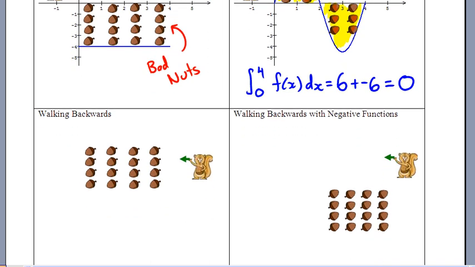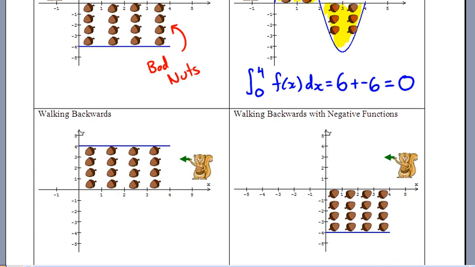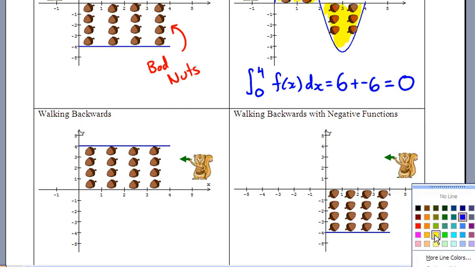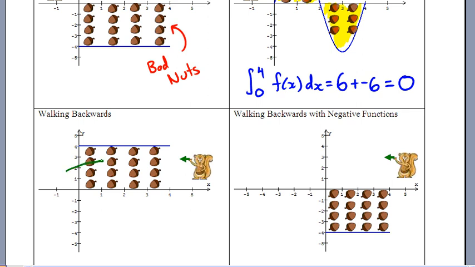Next issue, what if you integrate backwards? So these are perfectly good nuts, right? These are positive nuts, right? They're up above the x-axis. Nothing wrong with these nuts. Okay, they're good nuts. But our chipmunk is walking the wrong way.